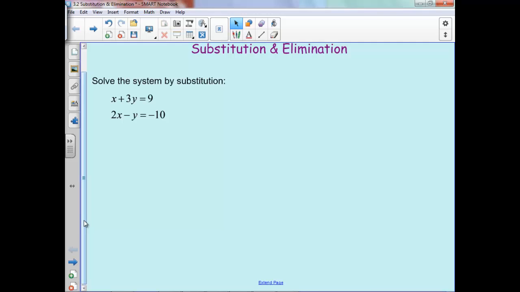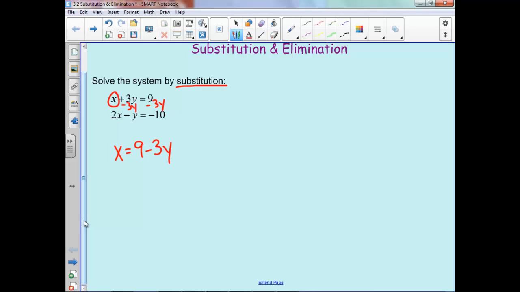So first, by substitution. This means we need to get one of the variables by itself and then substitute that into the other equation. So in this case, this x is easy to get by itself. We could subtract the 3y from both sides. And now notice x is by itself.